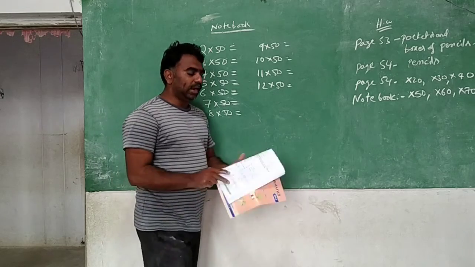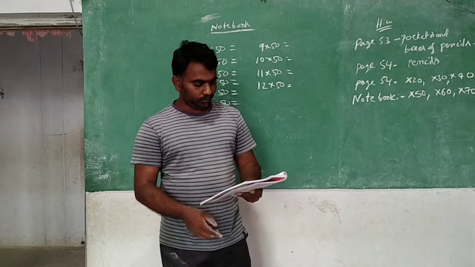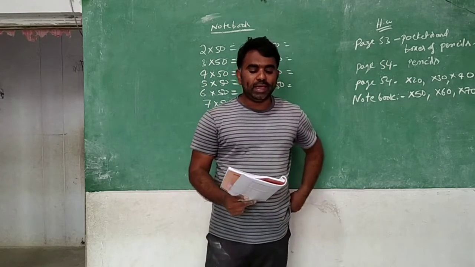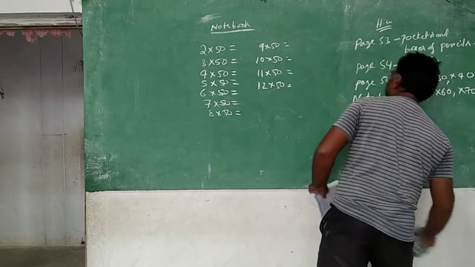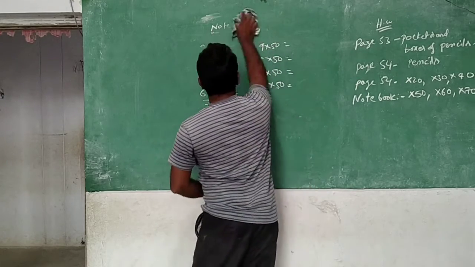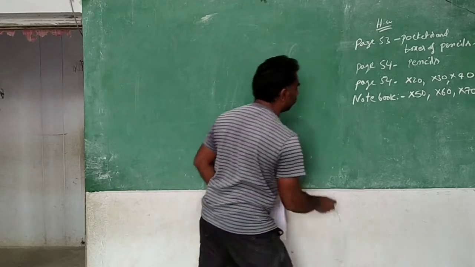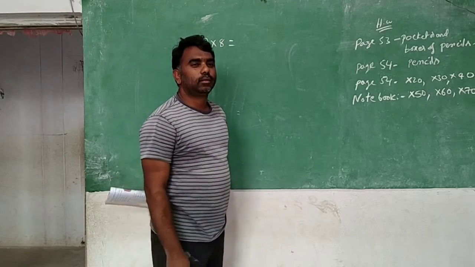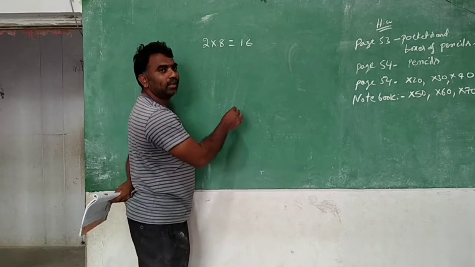Okay. After that, open page number 55. Here some questions are there. Can you answer this? Are they equal? 2 into 8. What is 2 into 8? 2 8s are... Yes, 2 8s are 16.